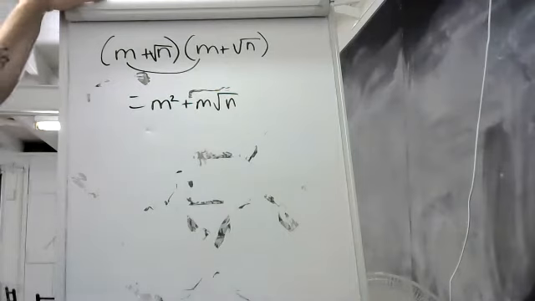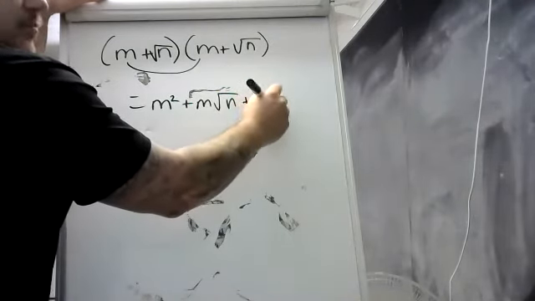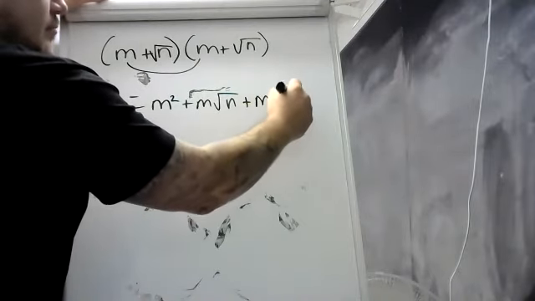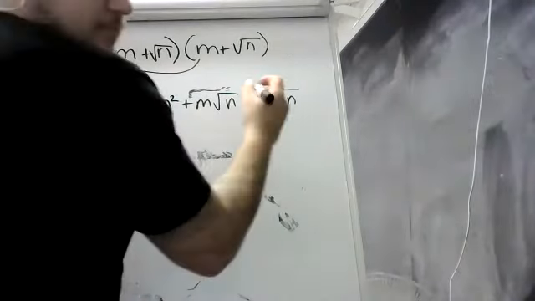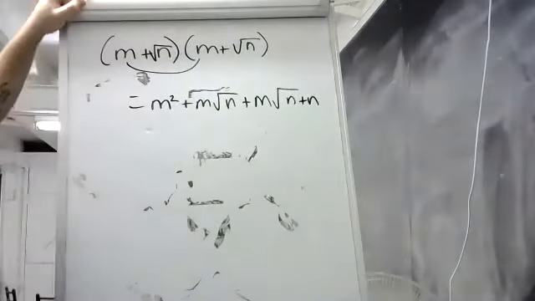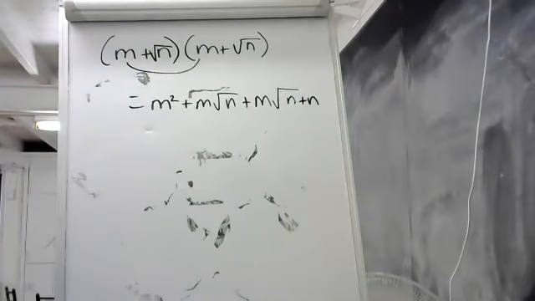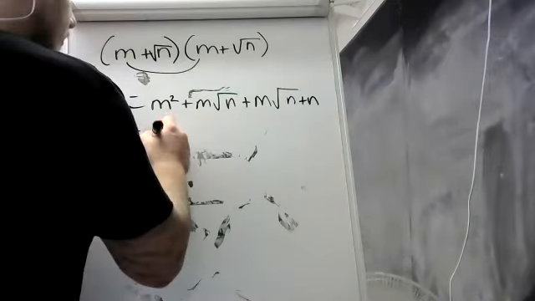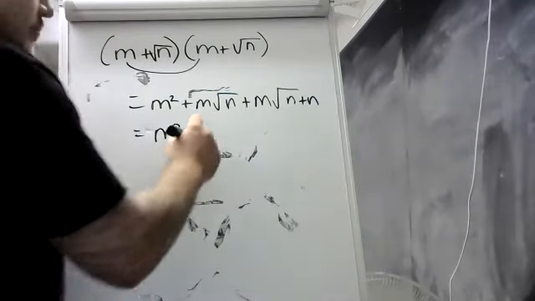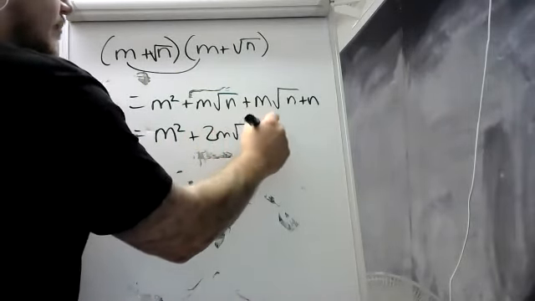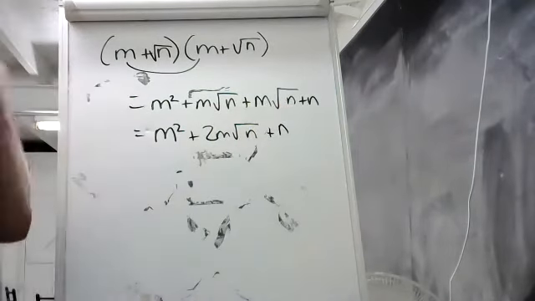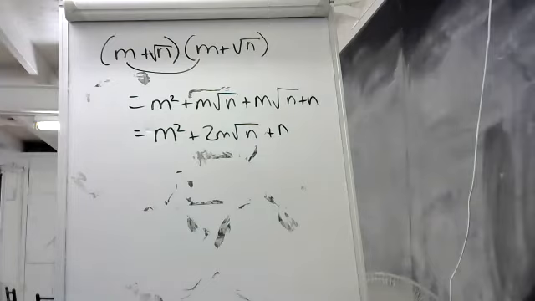Plus m times the square root of n. And then plus n squared, which just equals n. Can we make that any smaller? You get m squared plus 2 times the square root of n times m, plus n. So really, when you're looking at surds and double brackets, it doesn't really change. You're using the same concepts.